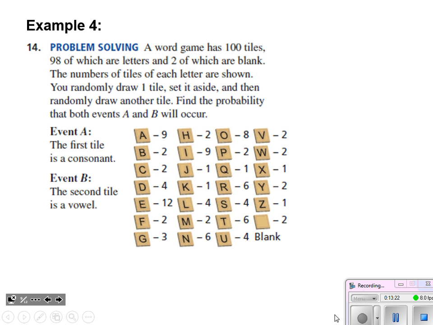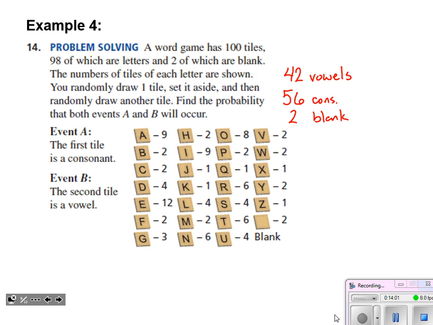Well, let's take a look. They tell us how many of each tile are in the top of the box here. Event A is that your first tile that you draw is a consonant. Then event B is that the second tile is a vowel. All right. Well, looking at these, and I have to do a little quick calculation here, I find that there are 42 vowels. There are 56 consonants. And then there are the 2 blank ones. So 100 total tiles, like they said, but just separating those into A, E, I, O, U, and the other letters.